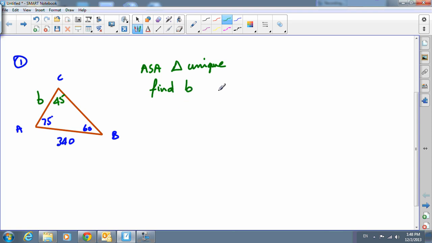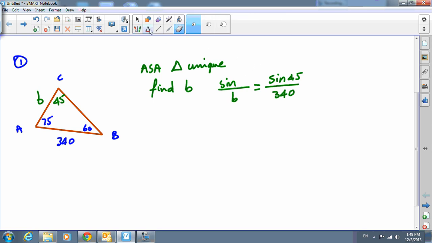To find b, I will say the sine of angle B over b is equal to, at this point, I have this side, so I need to use it, and here we go with the angle C. So sine of 45 over 340. Angle B here is 60, so I could have replaced it by 60. So sine 60 over b is equal to sine 45 over 340. Multiple ways of solving it.